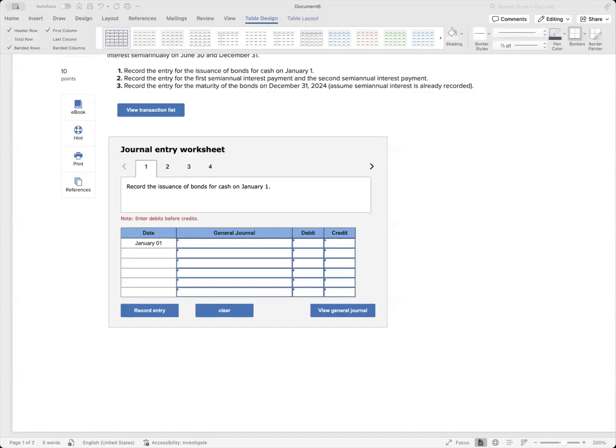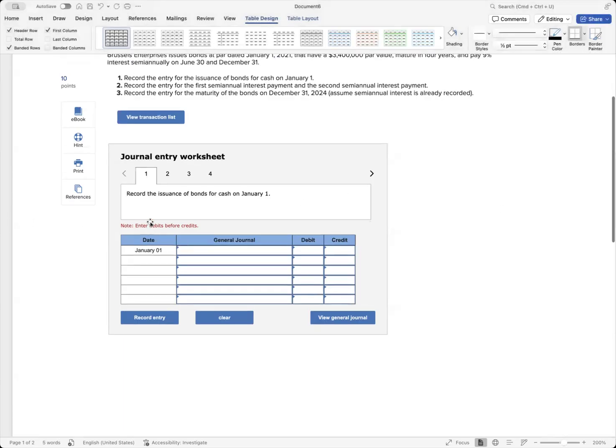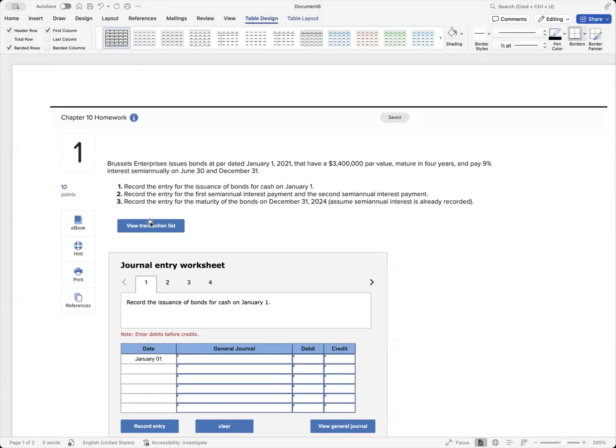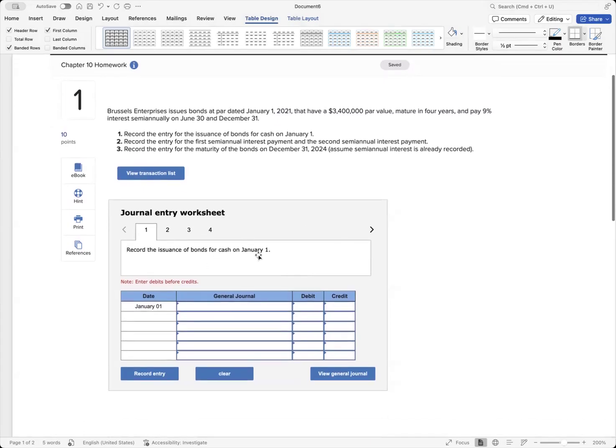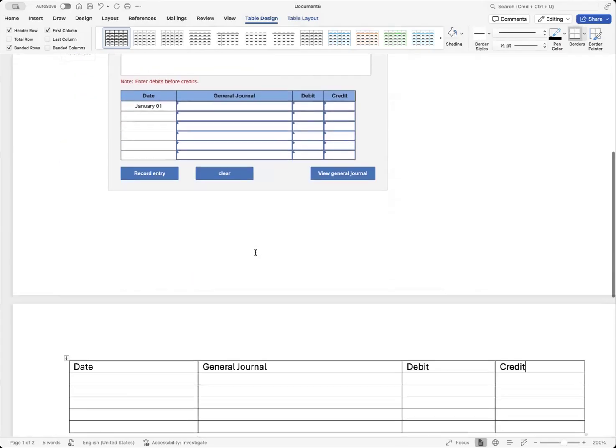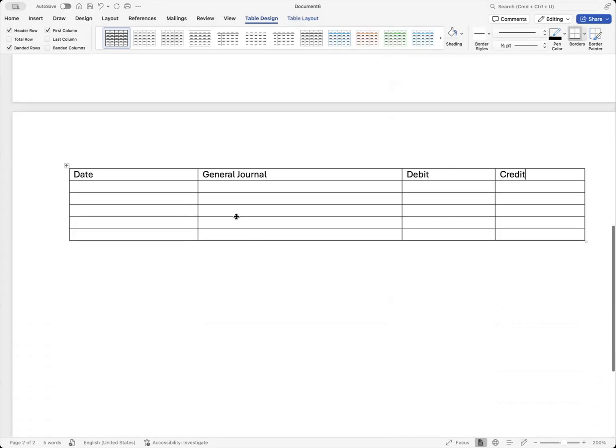Okay, class, here is your homework starter for chapter 10. And for this, hopefully you can see it properly, but we're going to look at chapter 10 homework and question 1. And you see the question here? It should be exactly the same for you in Connect, and I'll solve it here.